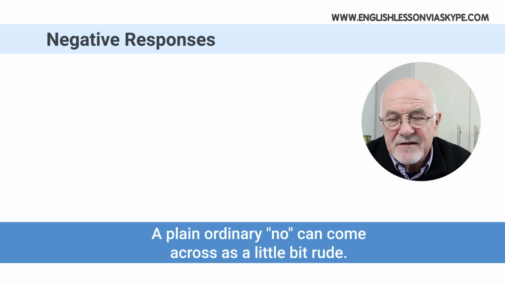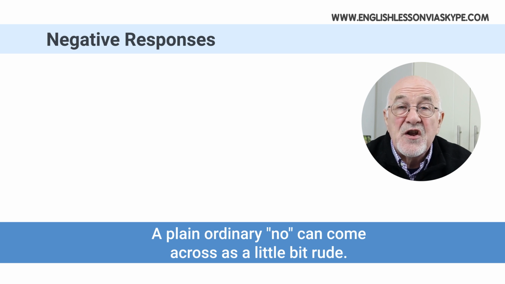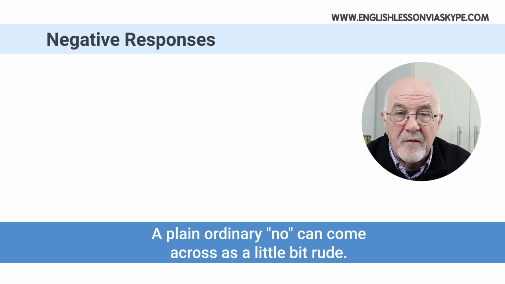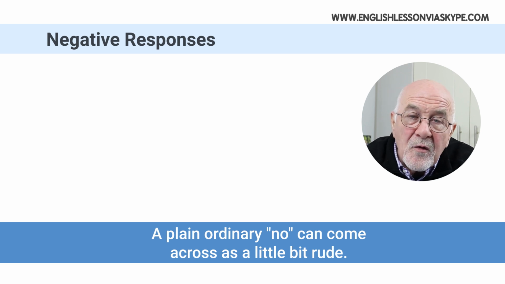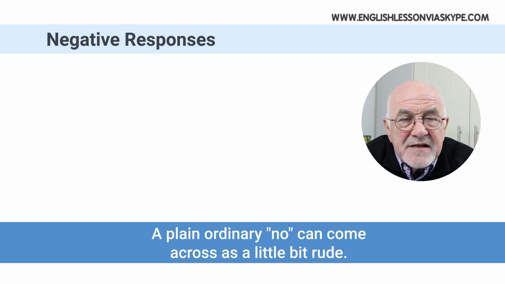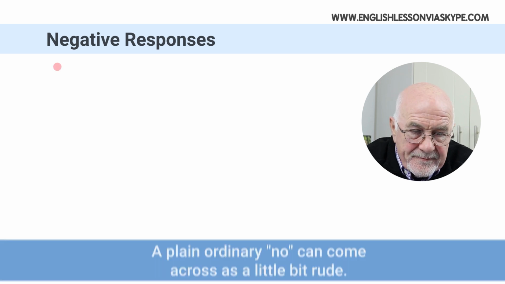So how about negative responses? Well, of course, when we talk about negative responses, the most negative way to respond to something is no, a categorical no, I'm not interested, I'm not doing that. But sometimes just a plain, ordinary no can come across as a little bit rude, depending on, of course, how you say it. No or no, yeah? So you might want to say it in a slightly different way, but the objective is the same. You don't want to do it. So here are some suggestions as to how you might be negative in your response.